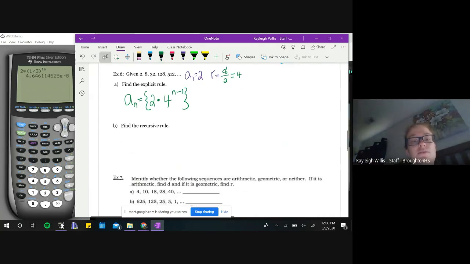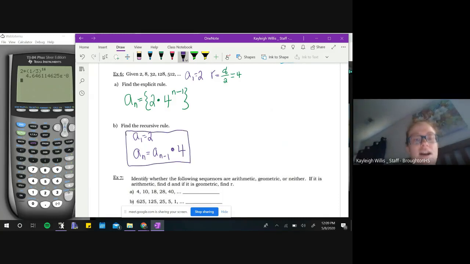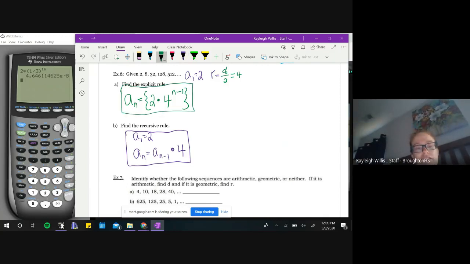Now they want the recursive rule. And so the way, again, last video we talked about recursive rule. It can be written 2 different ways. But the thing that it always has to have is your starting term. So you have to say, okay, a sub 1 equals 2. Then you write a rule. So I say a sub n equals a sub n minus 1 times my common ratio, which is 4. So this is like your next. This is just showing you the pattern. This is not where you would plug and chug. What is the 4,000th term? If I wanted to know what the 4,000th term is, I would use my explicit rule. Yep. And that's how you do explicit and recursive.